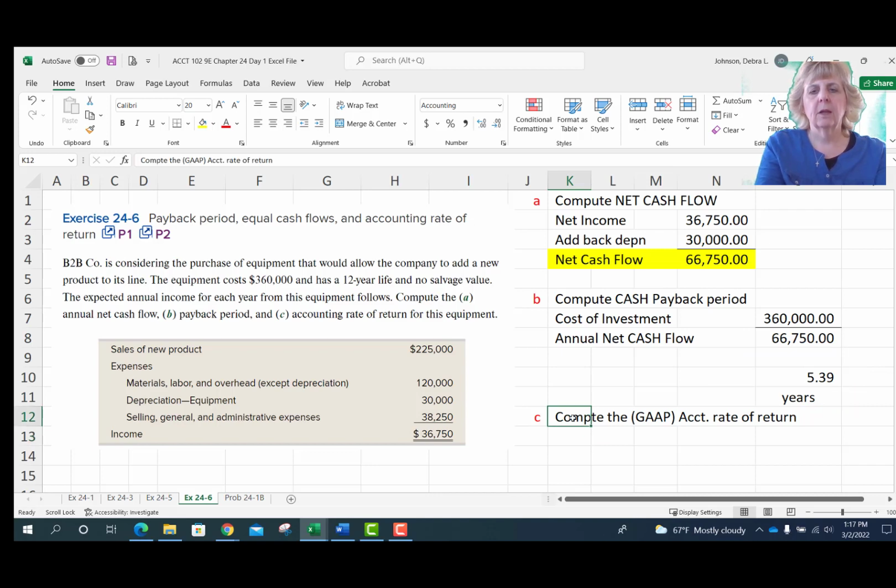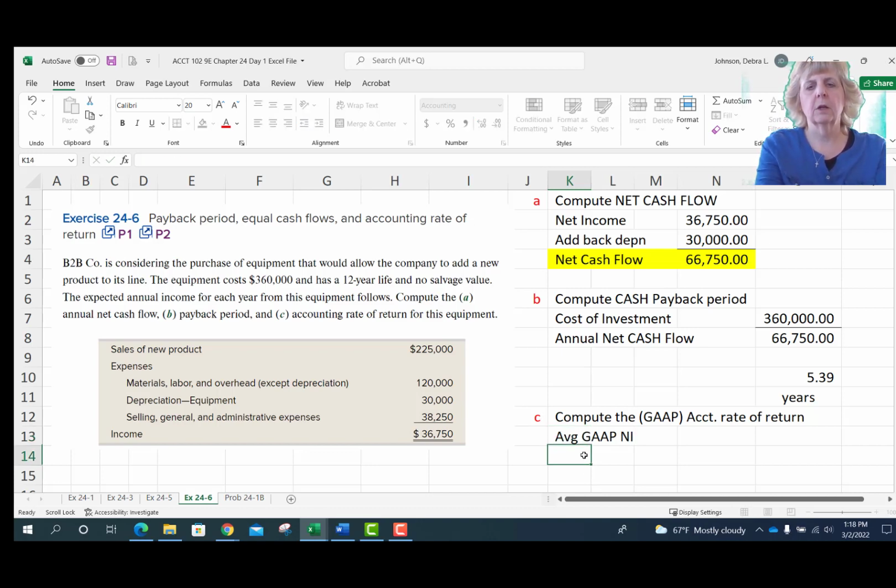And finally, they want you to compute the GAAP. I always remember GAAP accounting rate of return. So on that one, we're going to take the average GAAP net income on the top, and we'll divide by the average investment. And again, get in the habit of writing down the formula. That's the cost plus the salvage value. The whole thing is divided by 2.